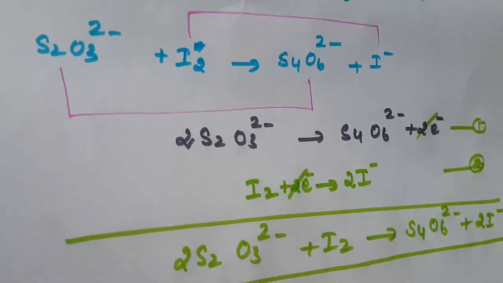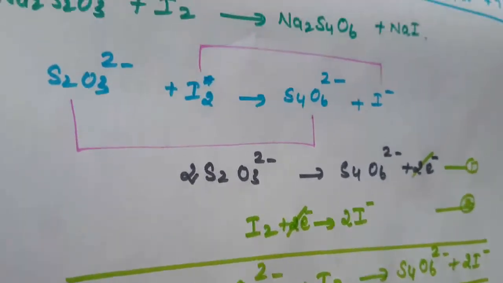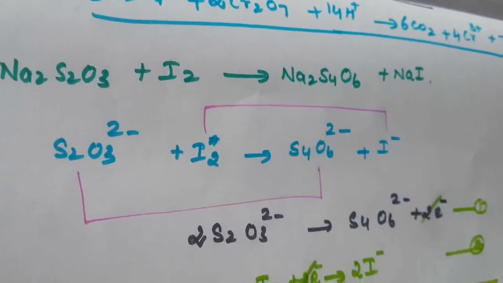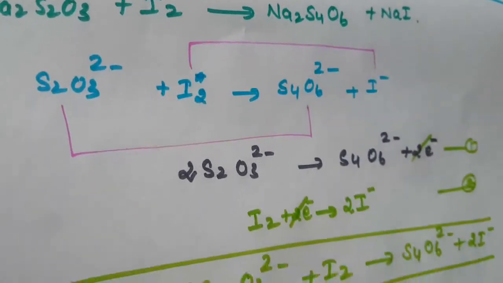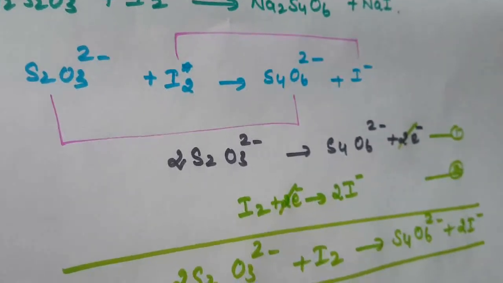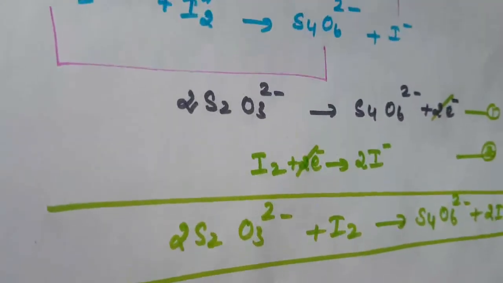So this is another equation: Na2S2O3 plus I2 giving Na2S4O6 plus NaI. Okay, so S2O3, I2, S4O6. So we are writing that equation.